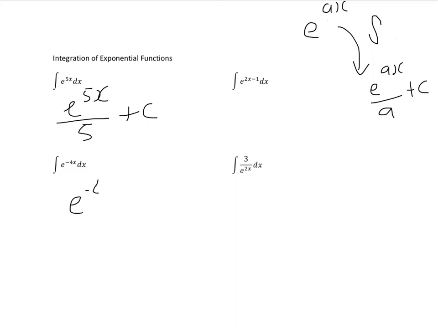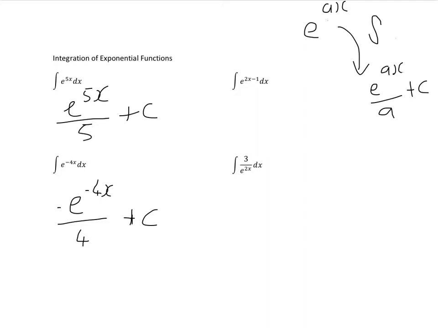e to the negative 4x divided by negative 4. Now most of us don't like to write dividing by negative 4, so we'll put that negative up at the top. Okay. e to the 2x minus 1.